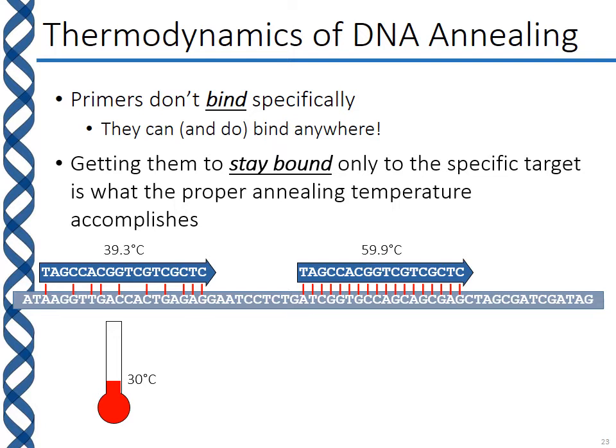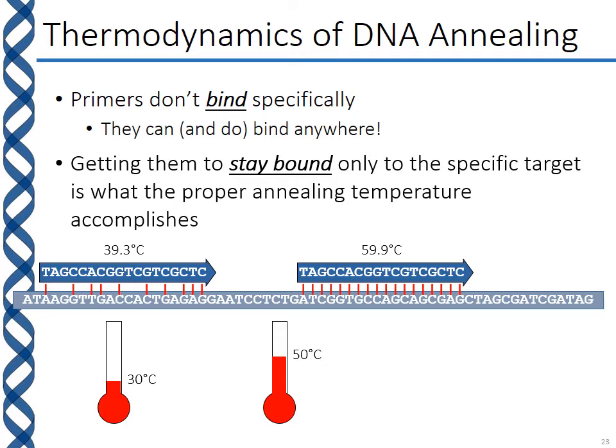So if we have a temperature of 30 degrees, we're essentially discussing 30 degrees worth of energy being put into the system. So for our purposes, I'm sort of equating energy and temperature almost equivalently. So we apply 30 degrees worth of energy into the system, which is unable to break the complete set of hydrogen bonds on either of these primer binding locations. And so those primers stay bound to each of those locations.